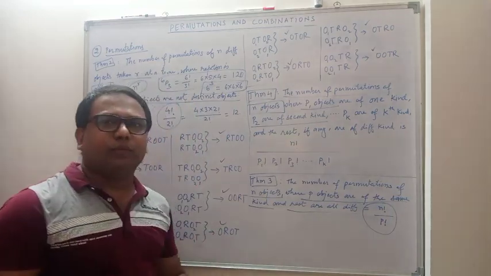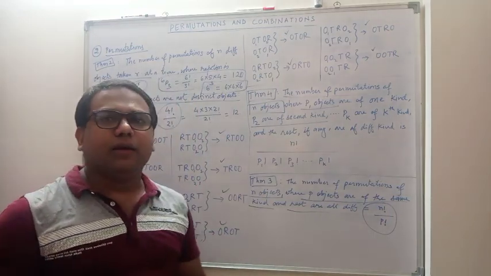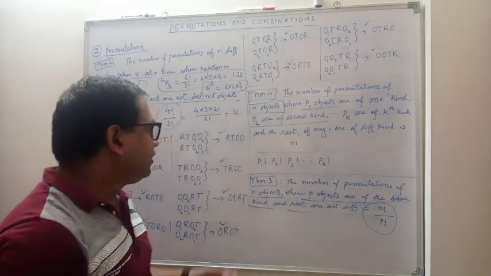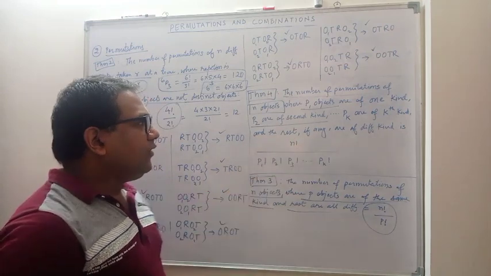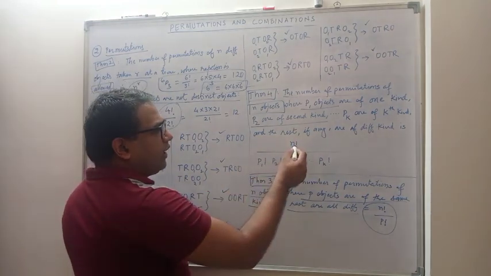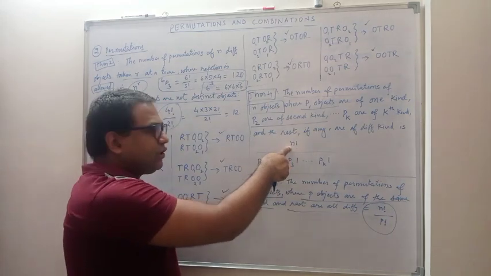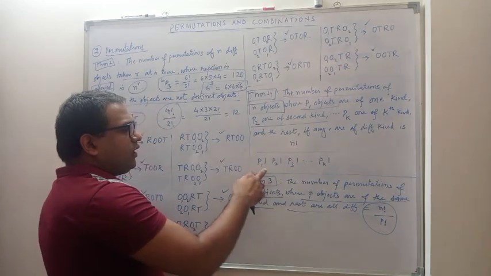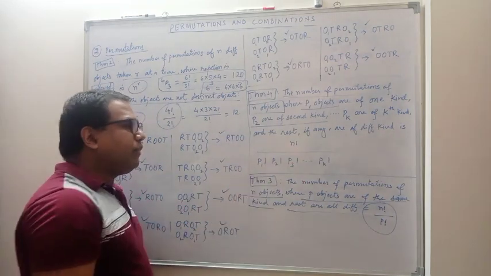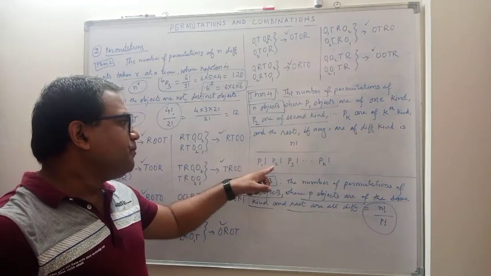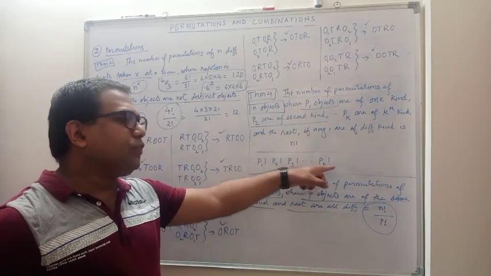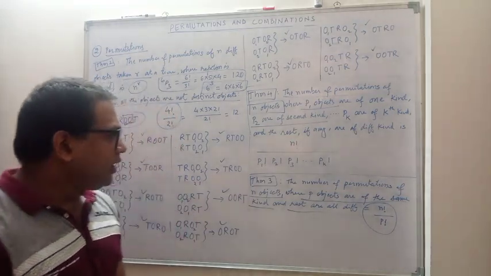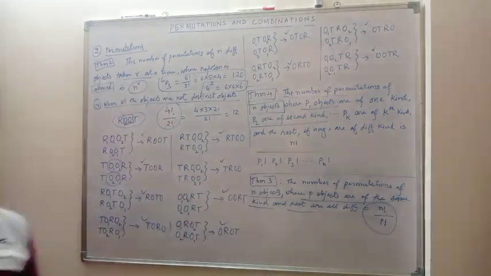means you have so many different objects, and of those you have more than one object that is of the same kind. So if that is the situation, then you take factorial n, the total number of objects you have, and since some are repeating, you just divide by p1 factorial, p2 factorial, p3 factorial up to pk factorial. We'll solve some questions so that you will get this concept.